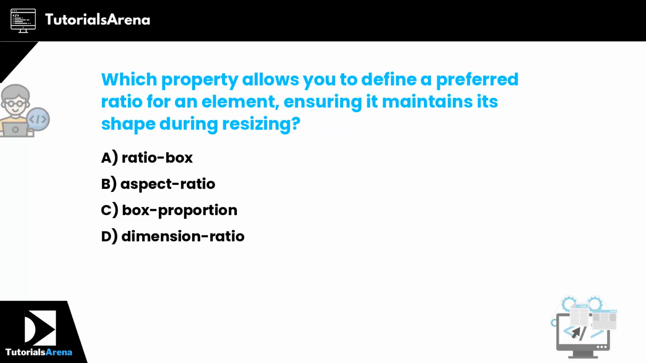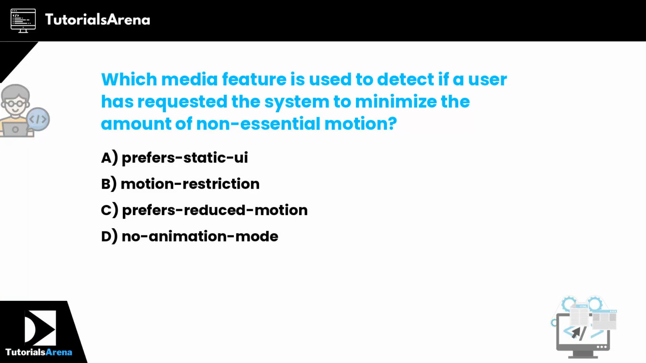Which property allows you to define a preferred ratio for an element, ensuring it maintains its shape during resizing? The correct answer is option B, aspect-ratio. Which media feature is used to detect if a user has requested the system to minimize the amount of non-essential motion? The correct answer is option C, prefers-reduced-motion.